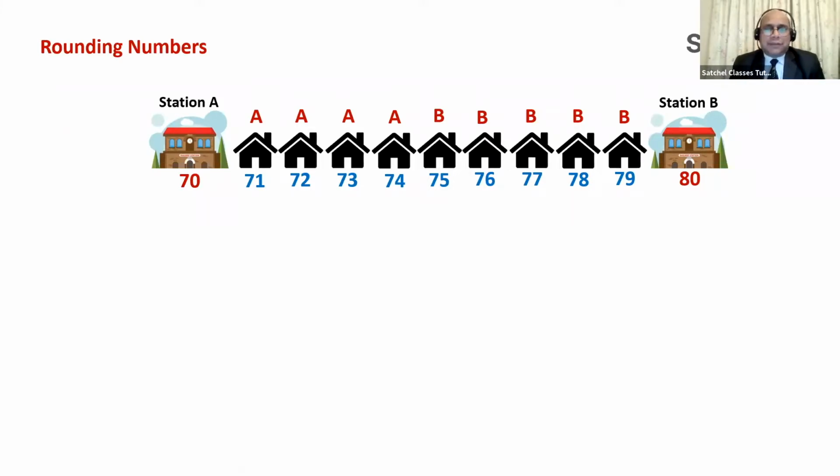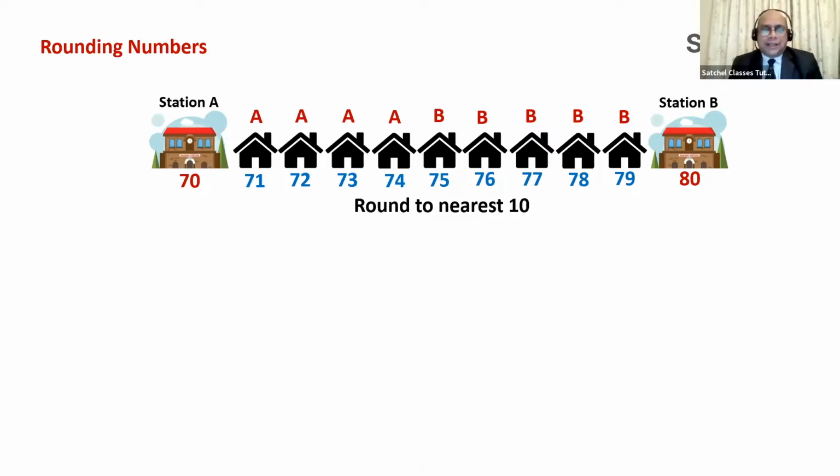The only decision to be taken is about number 75, because it is equidistant from 70 and 80. But always remember, in a mathematical context, as a thumb rule, 75 will be rounded to 80. It will always be rounded up. That is how we round numbers to the nearest 10.